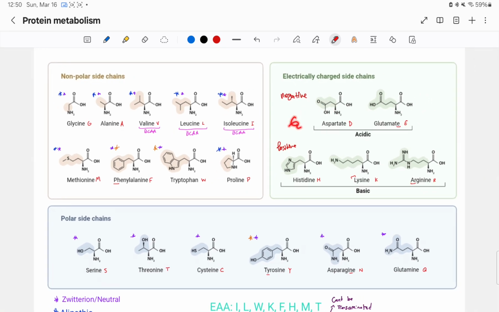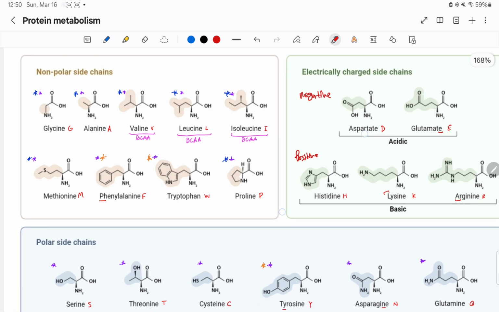All they have is literally just a carbon bonded to a hydrogen, bonded to another carbon, bonded to another hydrogen, and so on and so forth. And you know what that would look like? That would literally look like this, okay? So if you see that pattern, that's an aliphatic amino acid.